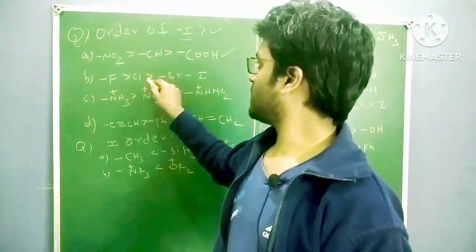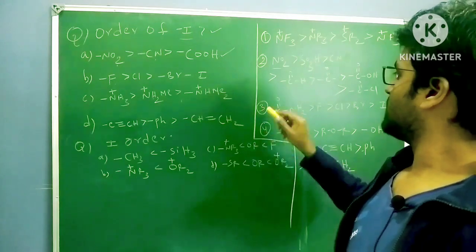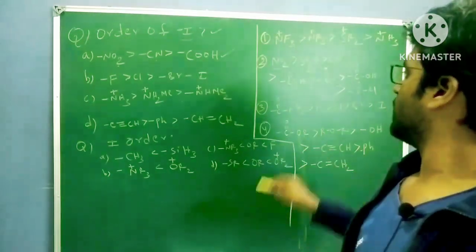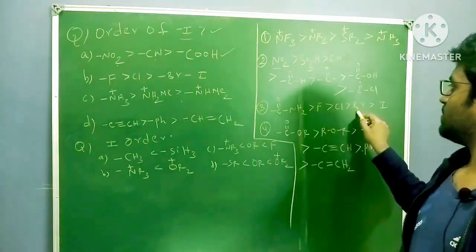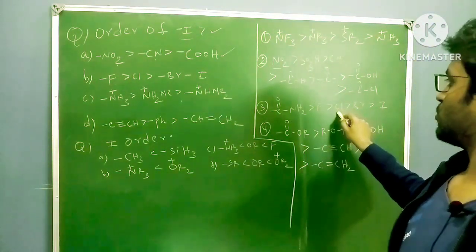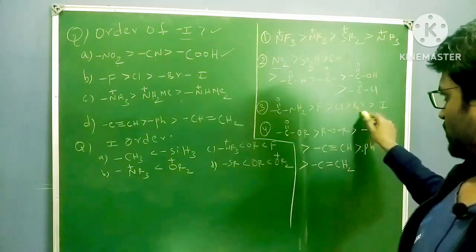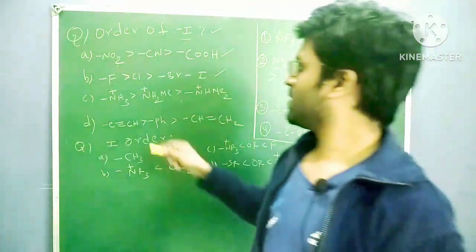Next, fluorine, chlorine, bromine, iodine. This is the third trick, Aam Aadmi Party. Aam Aadmi means acetamide. Fond means fluorine. Both class and boss people in India. Both class means chlorine, boss means bromine, in India means iodine. So fluorine, chlorine, bromine, iodine. Using this trick, this order is also a correct option.